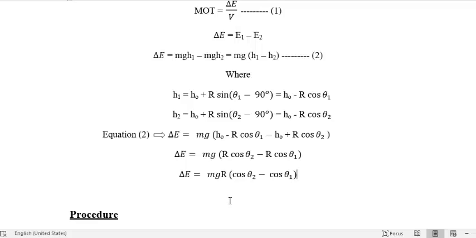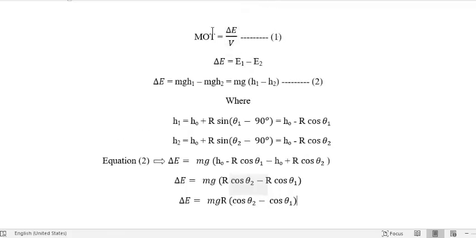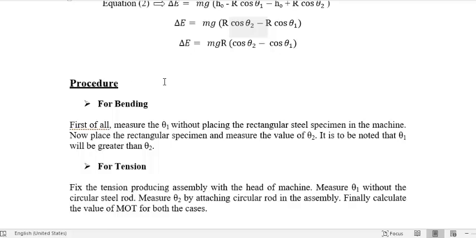m is the mass of the hammer. It will be given to you. g is already known, and r is the length of the hammer. This is also known. Theta 2 and theta 1 are our observations during the performance of this experiment. So if we know this delta E, we can calculate modulus of toughness, because the volume of these specimens will also be known. These are specially prepared specimens, and we will let you know how much is the volume of these specimens.